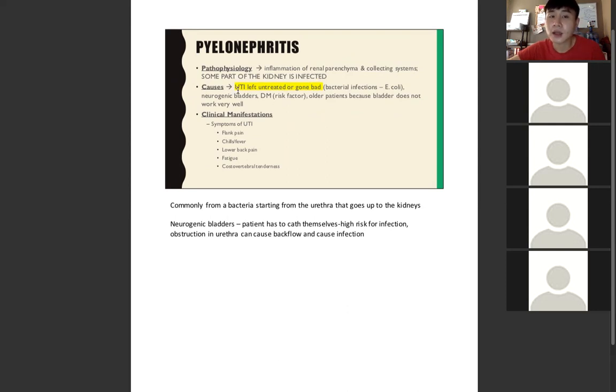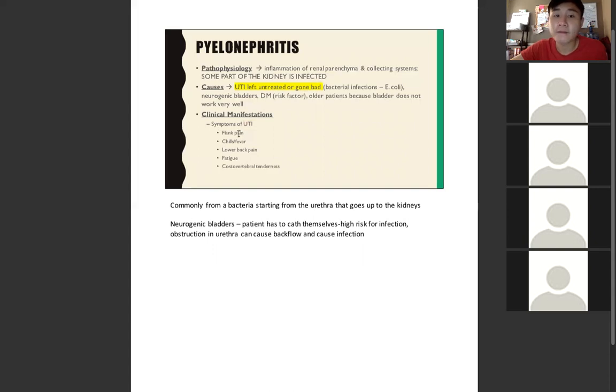Causes include a UTI left untreated or gone bad, bacterial infection such as E. coli, neurogenic bladder, diabetes mellitus, and older patients because the bladder does not work very well. Basically, we have the two kidneys, then the bladder, and then the genitalia. When we have a UTI, it affects the bladder first. When the UTI moves from the bladder to the kidney, it is called pyelonephritis. So it is an infection of the kidney caused by a UTI left untreated. Does that make sense?